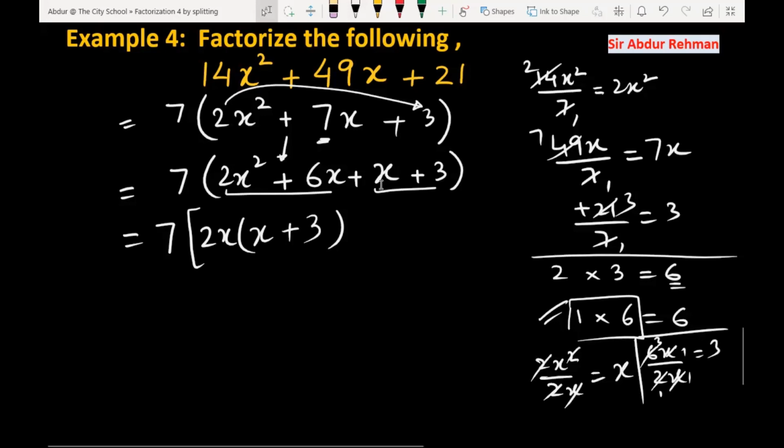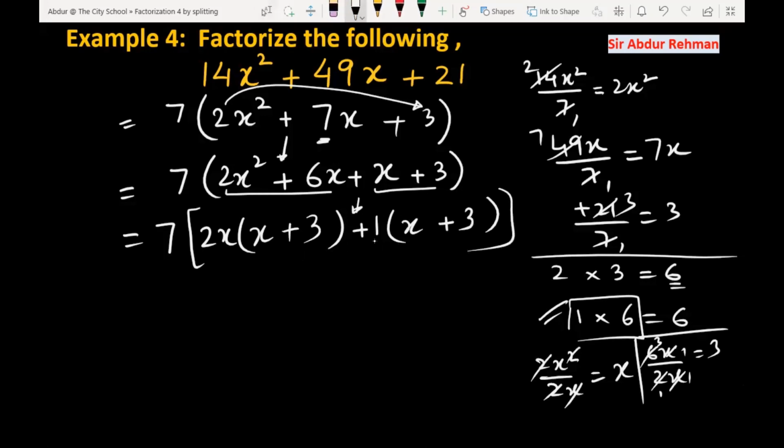Now in this case, plus x plus 3, no common here. So plus sign copy, and common is 1 here. When you divide x by 1, you will get x. And when you divide plus 3 by 1, you will get also plus 3. Make sure your bracket must be the same. This is x plus 3, it must be x plus 3.